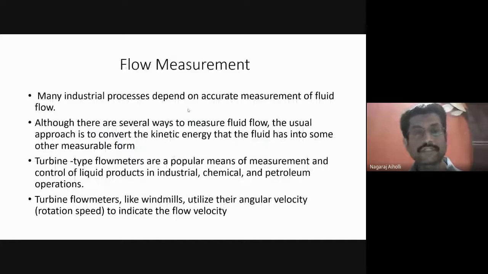Next is flow measurement. How do you define flow, or what is flow? Any idea what is flow? We say flow of liquid or flow of fluids, is it not? What is a flow here? What is meant by flow? How do we measure flow?